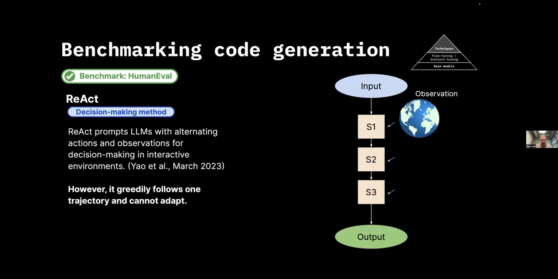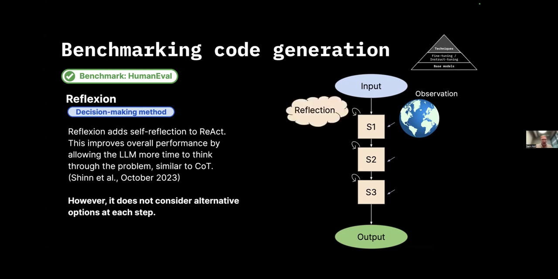There are further decision-making methods, in this case ReAct, which stands for Reason and Act, and really prompts the LM with alternating actions and observations for decision-making in interactive environments. There's future work which builds on this, like Reflexion. However, ReAct greedily follows one trajectory and really can't adapt. Reflexion adds self-reflection to ReAct. This improves overall performance by allowing the LM more time to think through the problem, similar to chain of thought, and works by storing a buffer of lessons from previous episodes to improve rollouts in the future. However, it doesn't really consider alternative options at each step.